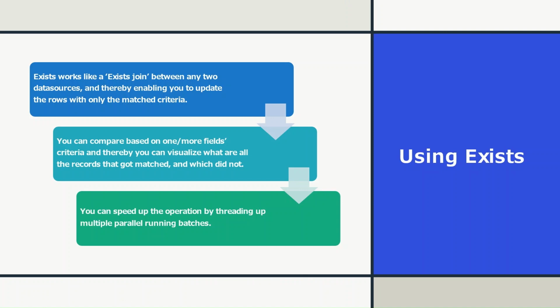You can compare based on one or more than one field criteria, and thereby you can visualize all the records that got matched and which did not. You can speed up the operation by threading up multiple parallel running batches. Necessarily, an exists join is just like a normal exists join as we used to write in Dynamics 365 Finance and Operations. It works exactly like that, whereas it's not actually returning any records. It's just finding out if the two conditions are matching or not.